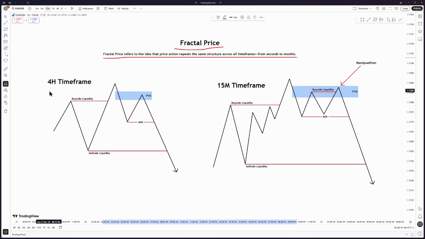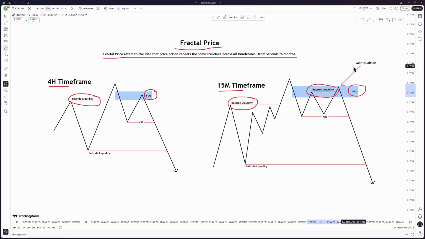Look, we have two diagrams. One is the 4-hour time frame, and the second is the 15-minute time frame. Here, we have a buy-side liquidity sweep, then price retraced back into this fair value gap and moved lower. On the 15-minute time frame, we have the same buy-side sweep that we saw on the 4-hour time frame, and we also have the same fair value gap where price retraced. But here, we can see that we also had another buy-side liquidity sweep, which is called manipulation.